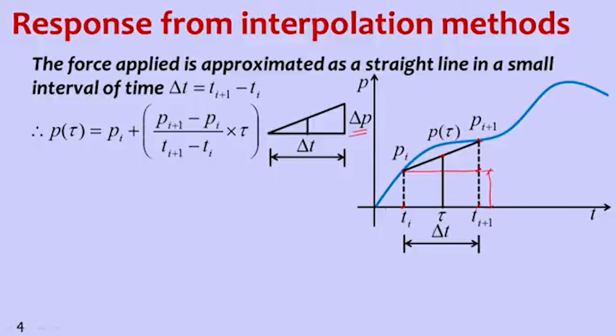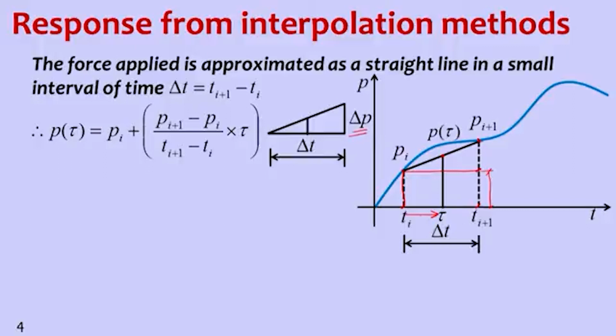First of all, p i will anyway be there, and then after that we need to find out the slope of this ramp. The slope of that ramp is delta p by delta t. So delta p is p i plus 1 minus p i, divided by delta t, that is t i plus 1 minus t i, multiplied by tau. Tau is measured from here to here. So tau value can be 0 and tau value can be delta t. So tau's range is 0 to delta t.